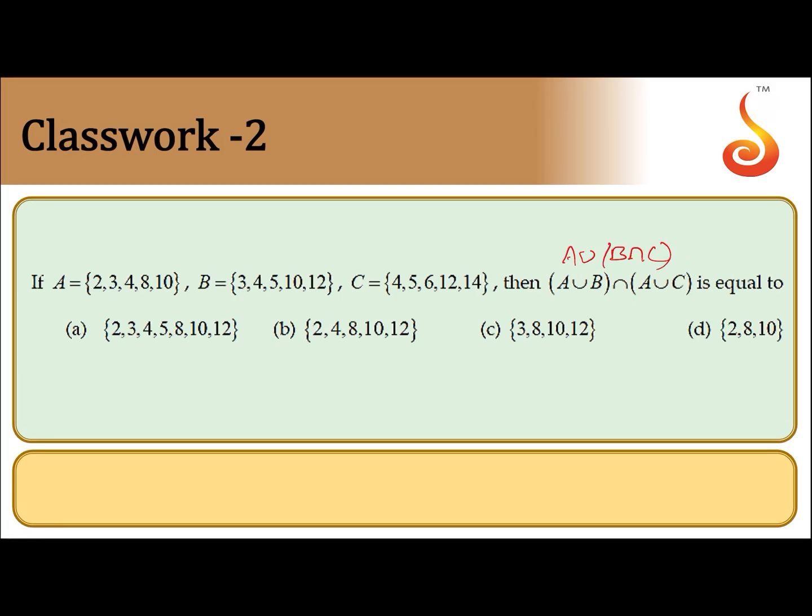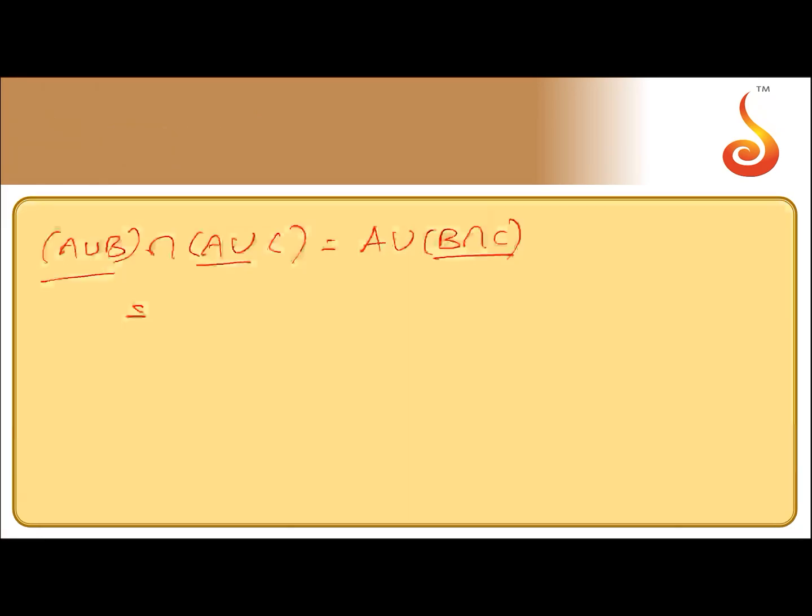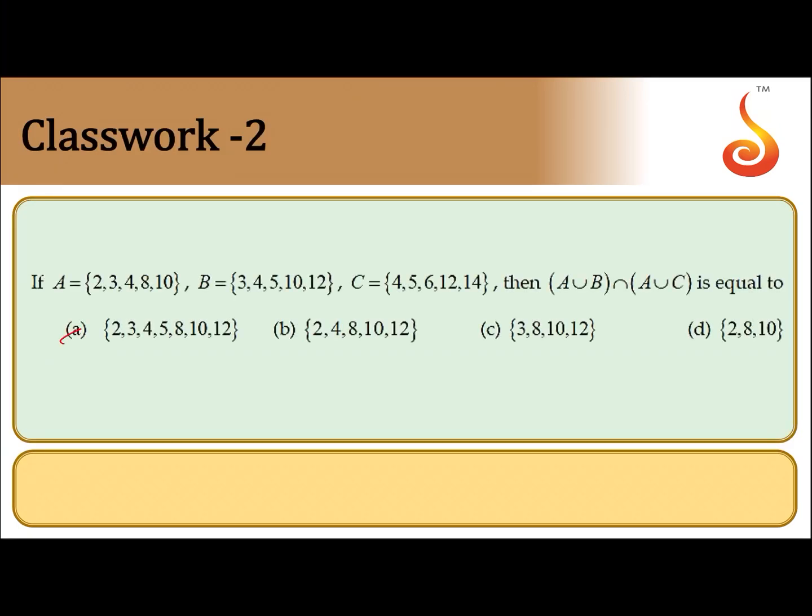But you can clearly see that A is equal to this one. B intersection C is the common points. Which are the common points? You have 4, 5 and 12. So B intersection C is equal to 4, 5 and 12. And A union of this one, including the numbers 2, 3, 4, 8, 10, so 2, 3, 4, 5 also included, 5 included only in this one. So the option A is the required answer. So the answer is A.